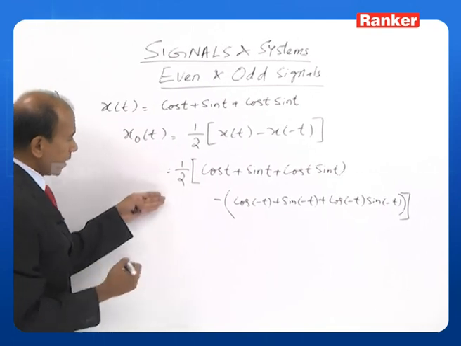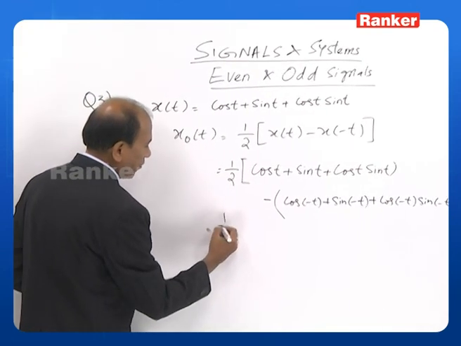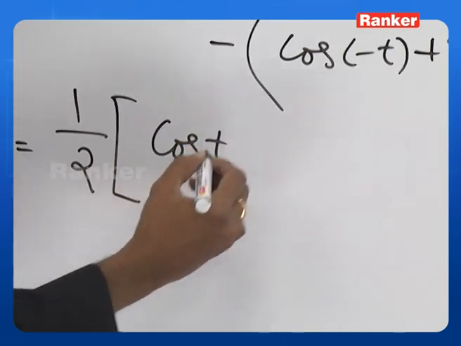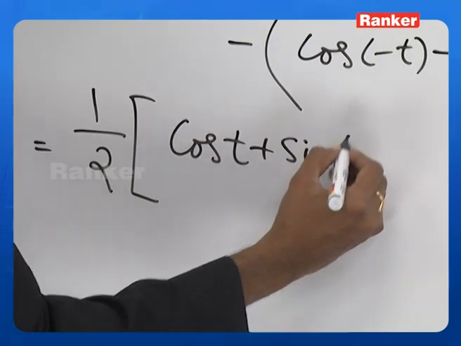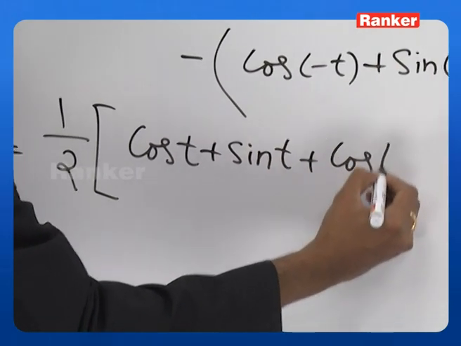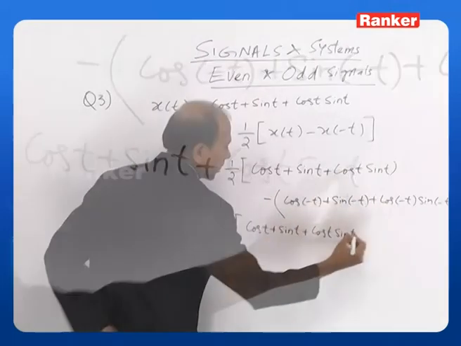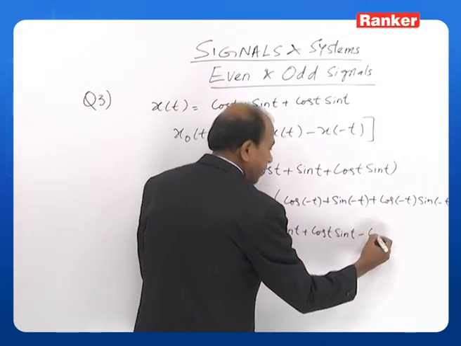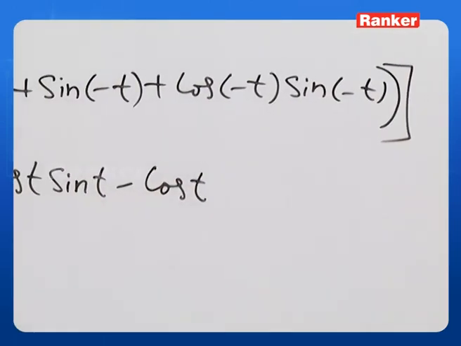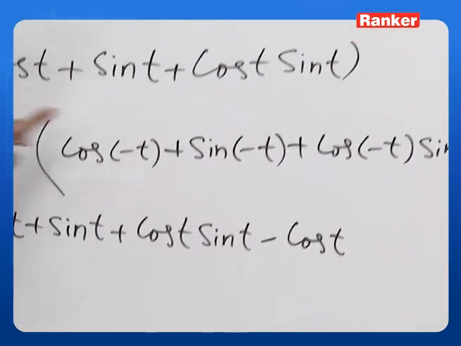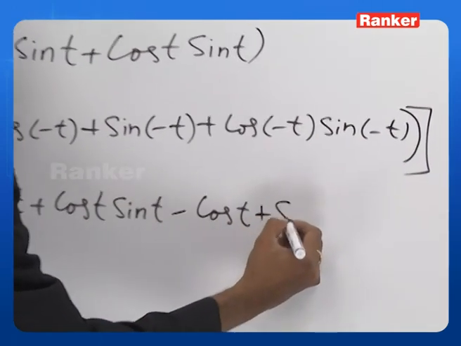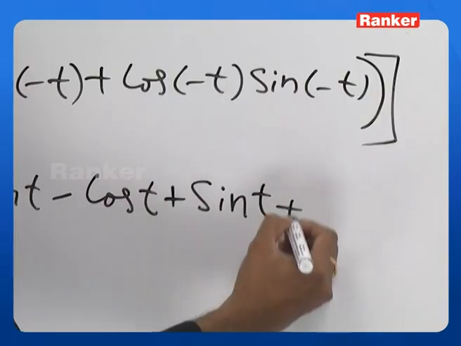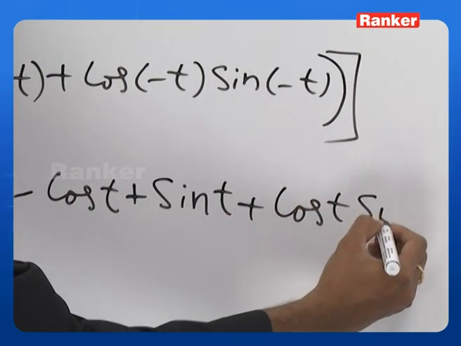Now, this is equal to half of cos t plus sin t plus cos t sin t. This is cos t. So, minus of minus will be minus, we will open this bracket. So, this will become cos t minus cos t. This is sin of minus t, so it will become plus sin t, and this will also become plus. So, this will be cos t sin t.